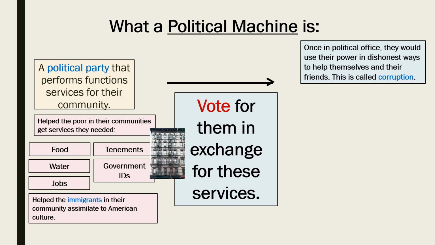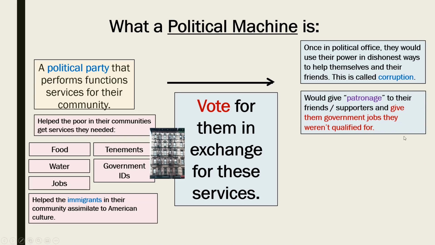Except once they're in political office, they start to use the power of that office to help themselves, their supporters, and their friends in very dishonest ways. That is really what we call corruption. So these political machines, once they are in office, become very corrupt.